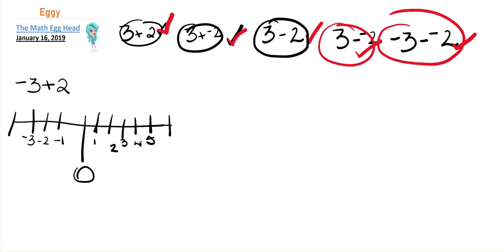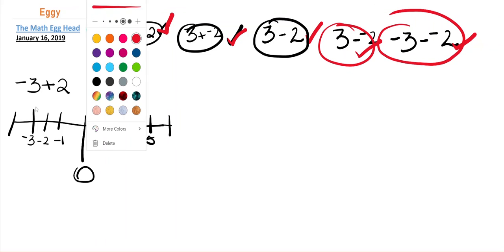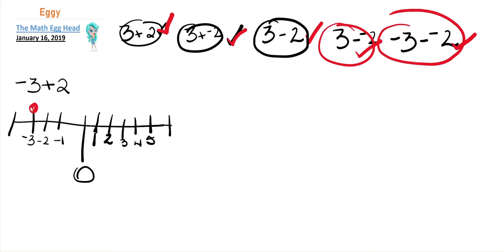So here we have -3 plus 2. So we know that we're starting with a negative number. So we're going to be on the left side of 0. Remember, 0 is always our starting point. So 3, and then we're adding a positive number. So we're going to the right. So we're adding 2 spaces, 2 positive spaces.